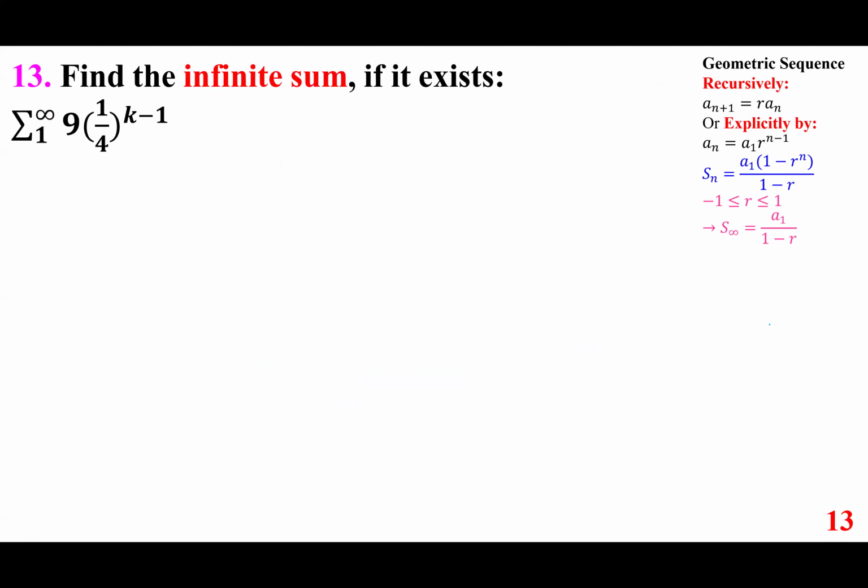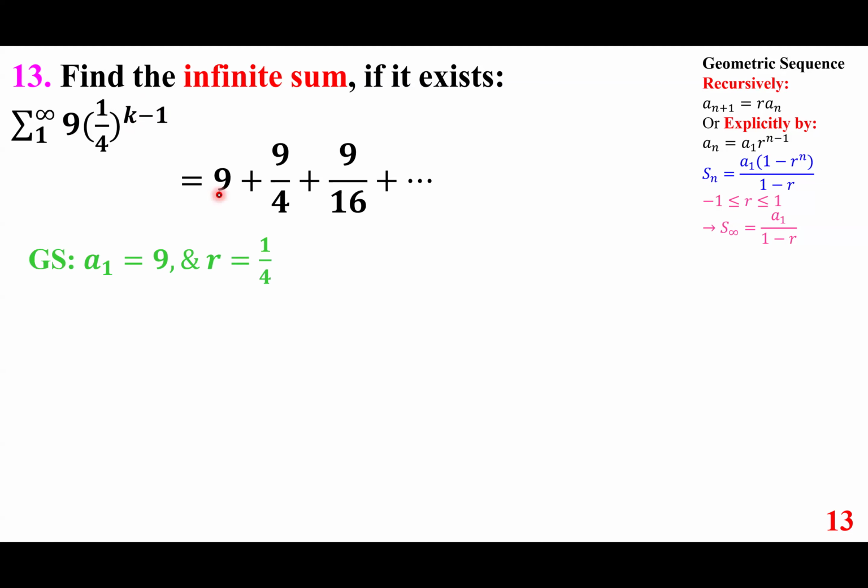All right, we want to do this, and we are looking at the sum, and this is an infinite sum. And this is a geometric series because we're adding them up. Sequence becomes a series. If you don't see, just write the first few. For example, if k is 1, 1 minus 1 is 0, I get 9. If k is 2, 2 minus 1 is 1, so I get 9 over 4. If I put 3, 3 minus 1 is 2, 1/4 squared is 1 over 16 times 9. So I hope you see that the first term is 9 and r is 1/4. Therefore, I can use this one.